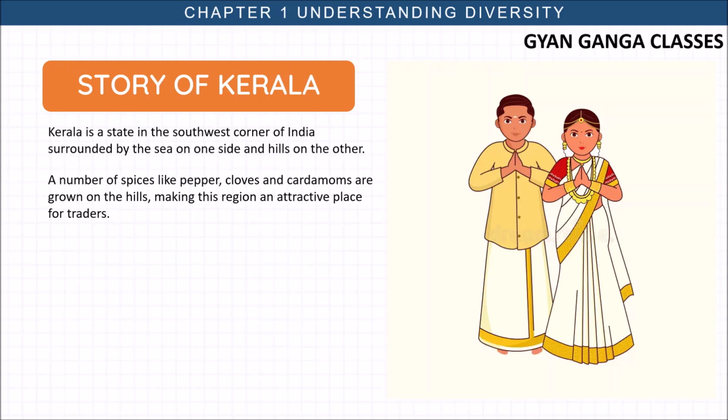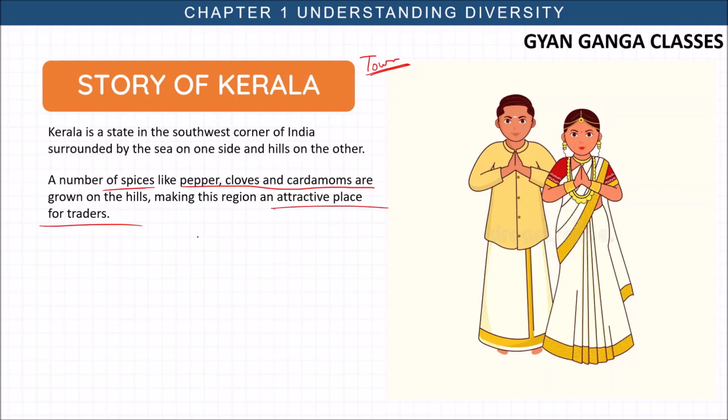A number of spices like pepper, cloves, and cardamoms are grown on the hills, making this region an attractive place for traders. It was also a travel destination for tourists, but pepper, cloves, cardamoms, different kinds of spices grow on the hills, and that makes it attractive for traders. Clear? Traders used to come here more.